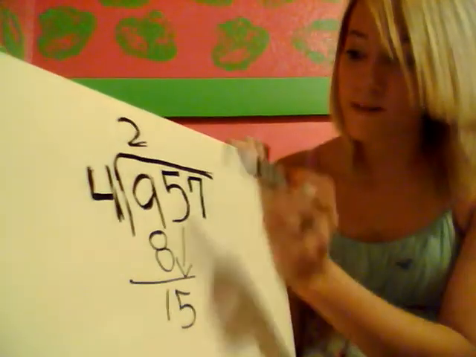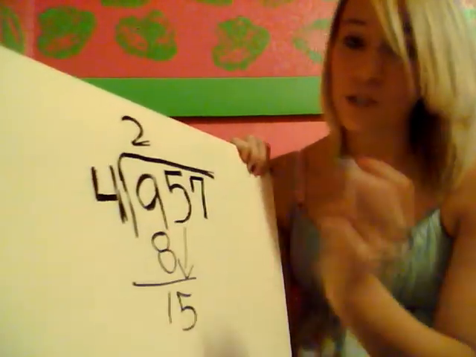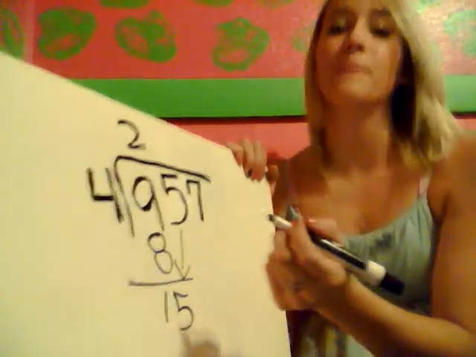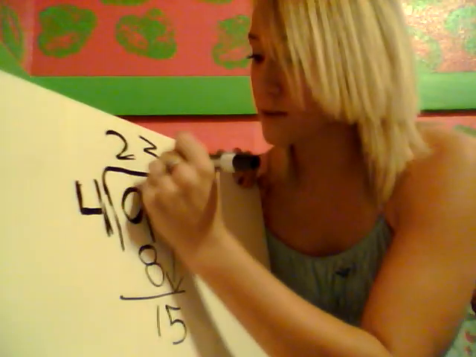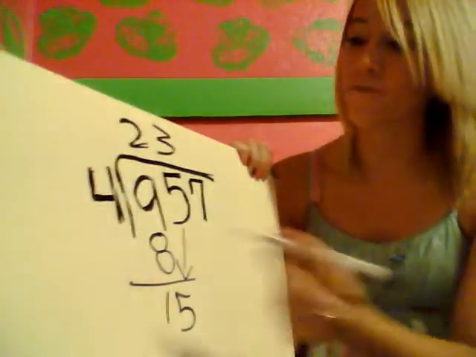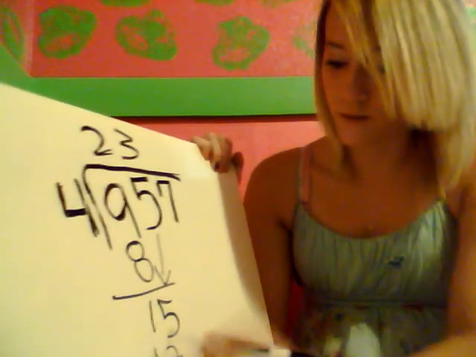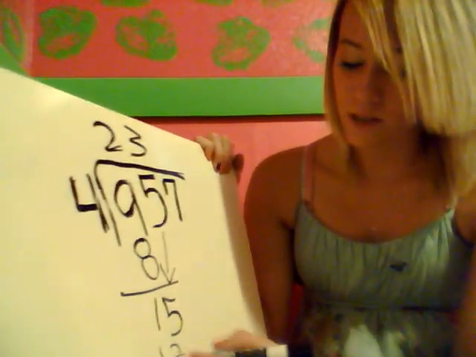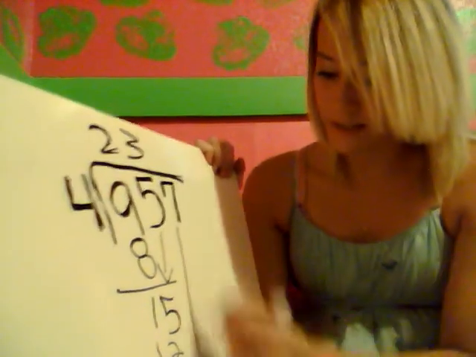Well, 4 times 4 is 16, so that's too much. And 4 times 3 is 12, so you would have to do the 3 because 4 times 4 is too much. You put the 3 directly above the 5. 4 times 3 is 12. 15 minus 12 is 3. You bring the 7 down.